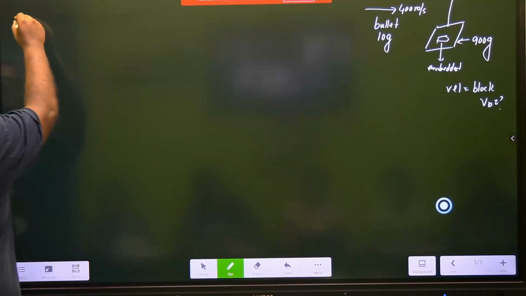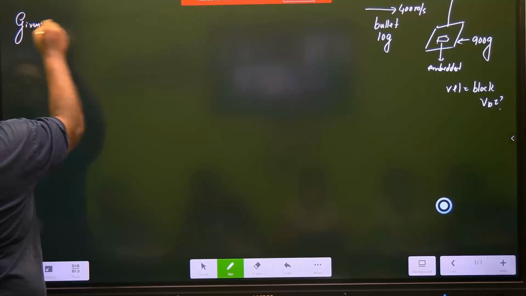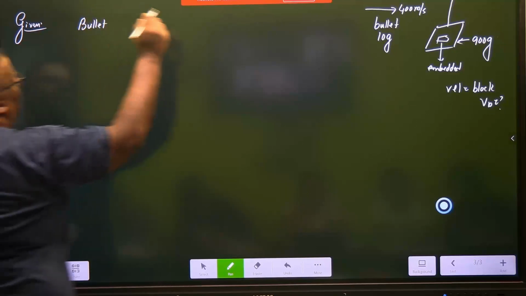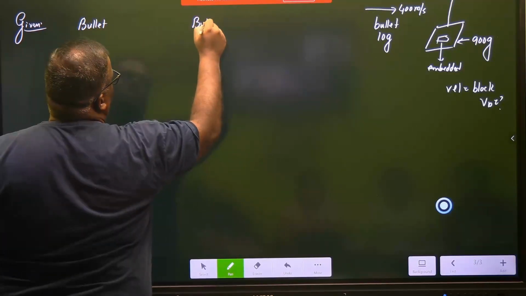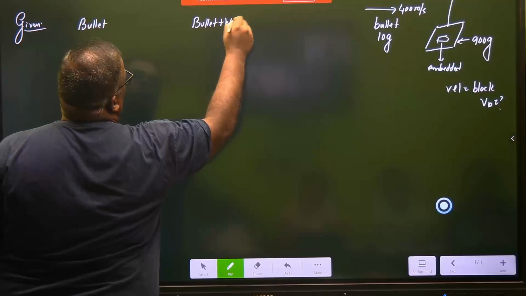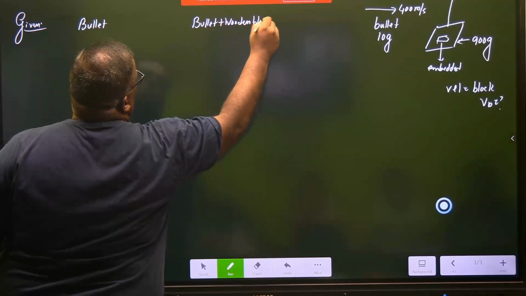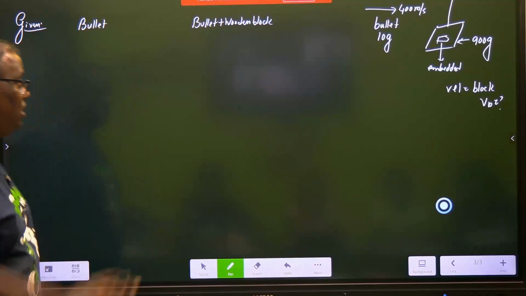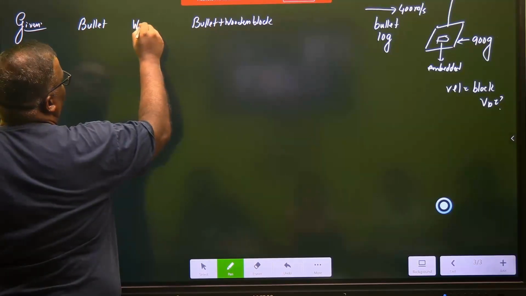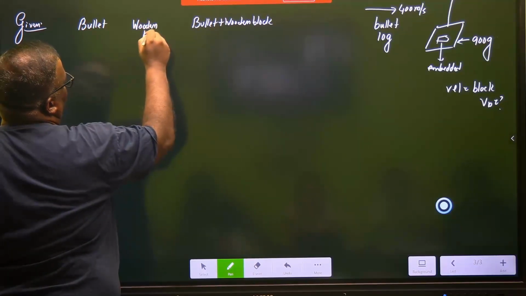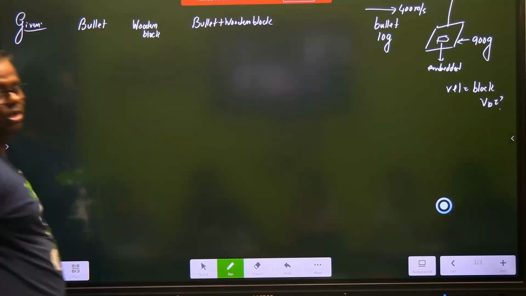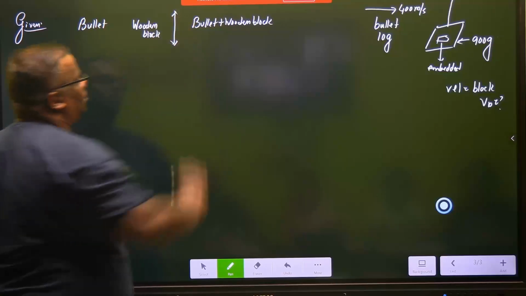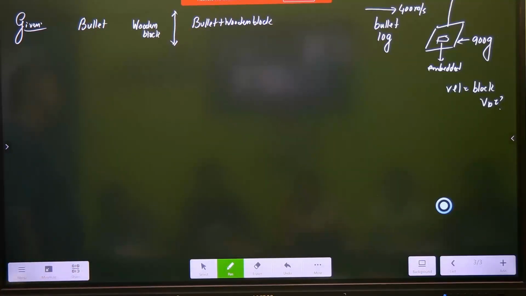Okay. So we write given. You have a bullet here, and you have a bullet plus wooden block. In the second scenario, it's not just the wooden block, right? So there are three things. Then you also have a wooden block. Bullet, wooden block, bullet plus wooden block. And the incident is happening somewhere here. Do you agree or not? The incident happens here, right?